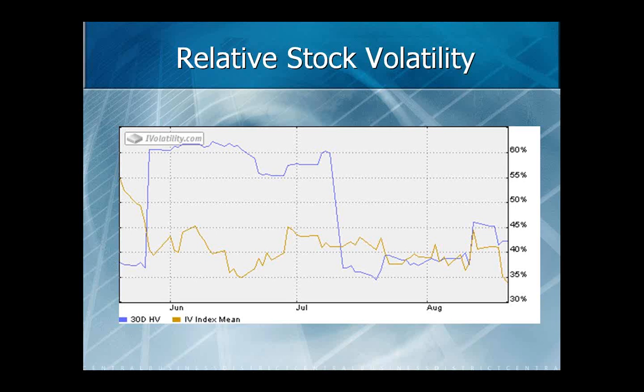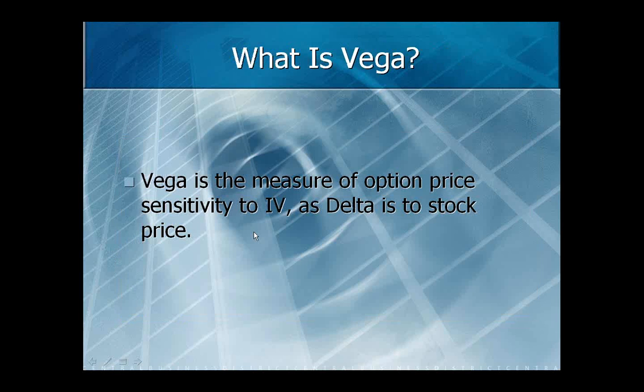Now I'm going to show you some examples. Well, no, let me explain what Vega is first. Before I go to some option chains and show you what this effect looks like in the option chain and how it affects pricing, I need to explain what Vega is. Vega is one of the Greeks, you know, delta, theta, Vega.